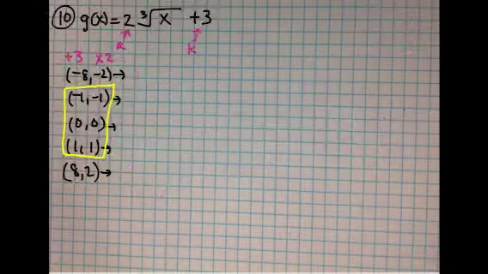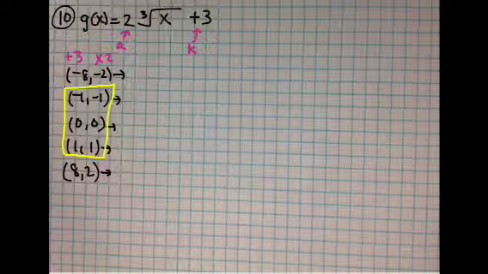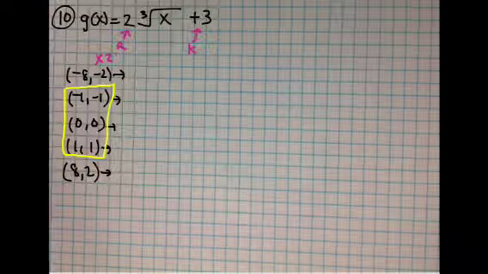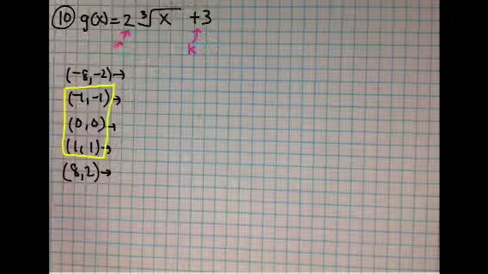Okay, so for number 10, a is 2, k is 3. So a is going to affect the y. It's a vertical stretch, and k affects the y also. Sorry, I made a mistake on that. So let me just erase this here and put the times 2 plus 3. It might be easier if I just put it like I do in class. Let me just change this to 2y plus 3. Okay? Because a is 2 and k is 3.